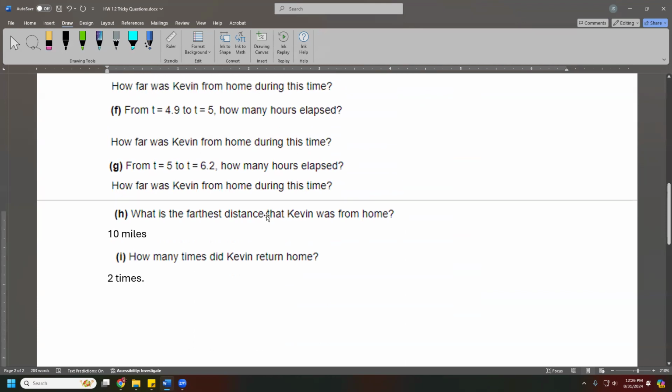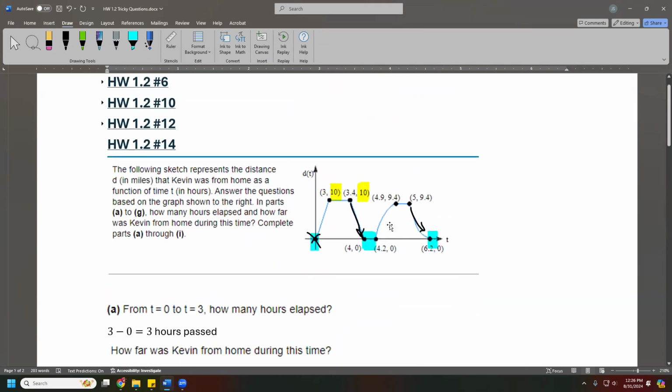And there you have it. This is how you would interpret a graph like this in context.